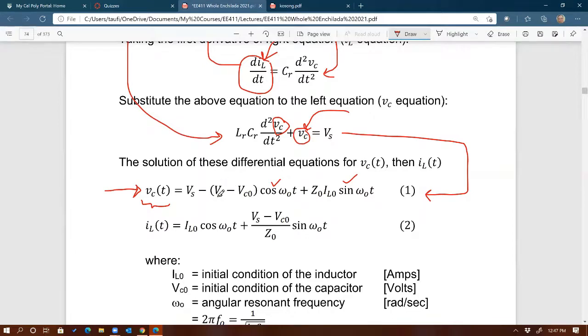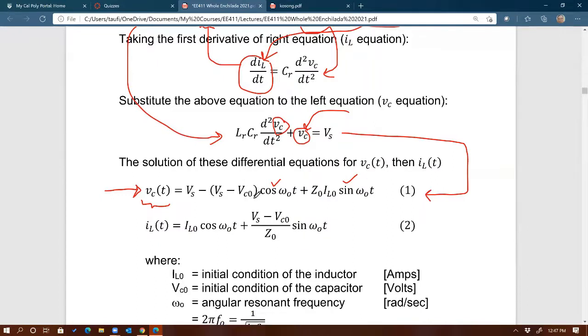Number two is that this equation depends on, or is affected by, I should say, several things, right? Aside from, of course, the given values, VS, that's usually given. It is also affected by, for example, VC naught. What is VC naught? VC naught is the initial condition of the capacitor. So imagine if the capacitor has initial voltage, then we call that initial voltage VC naught, right?